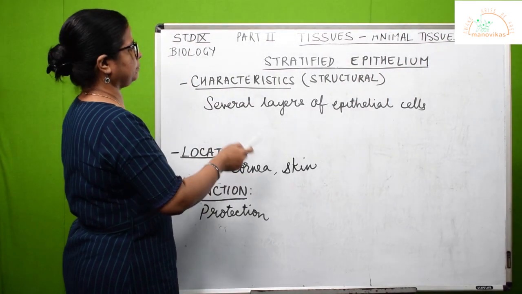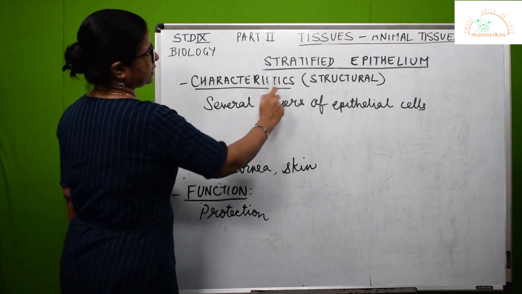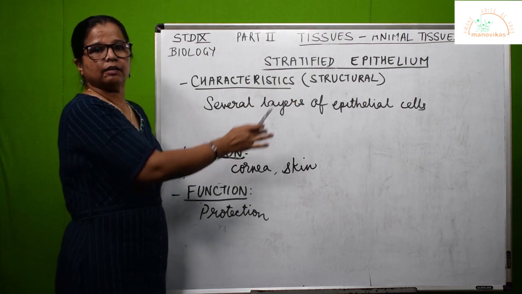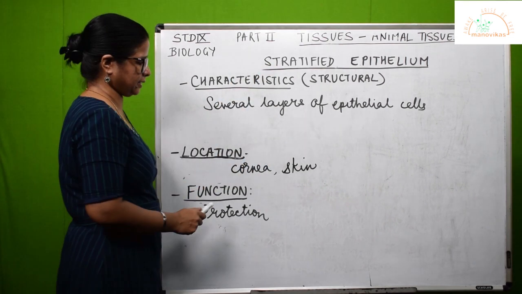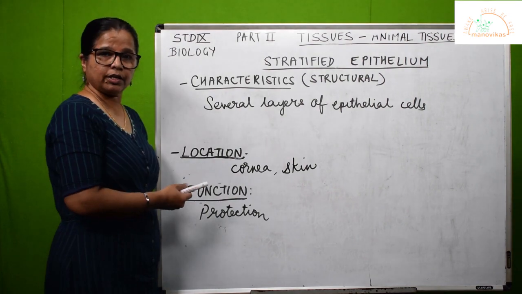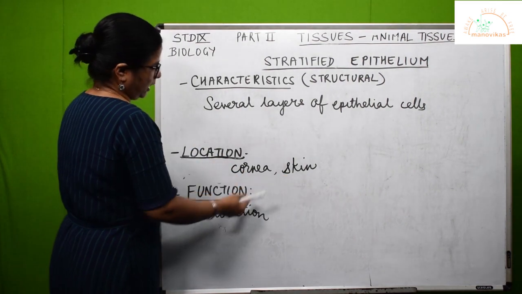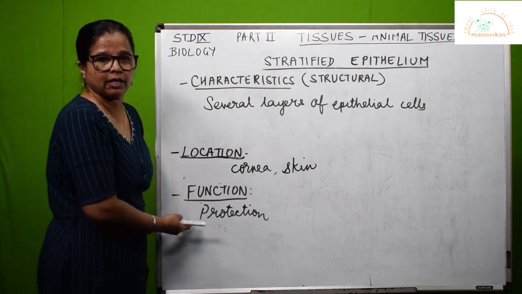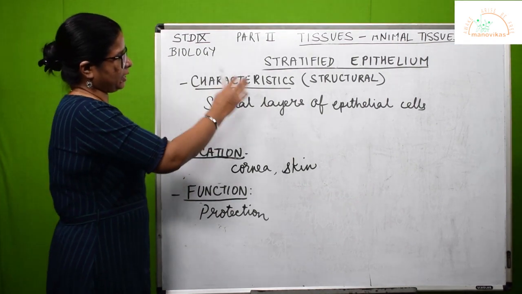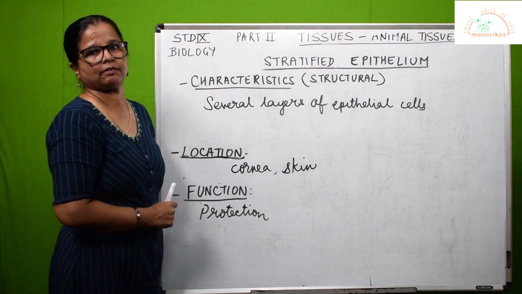Stratified epithelium, several layers, stratified. The word here itself says that it is a structure which is made up of several layers of epithelial cells. Location, look at the cornea of the eye, you'll find it in layers. Skin is again in layers. And if so many layers are protecting something, its function naturally comes up to be protection. So when you all are studying these things, relate it to one another and relate it to the structure.